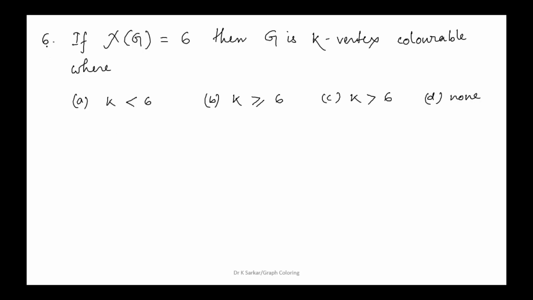Question number 6. If chi G is 6, then G is k vertex colorable, where k is less than 6, k is greater than or equal to 6, k is greater than 6, none. Obviously, option B is the correct answer. K is greater than or equal to 6.